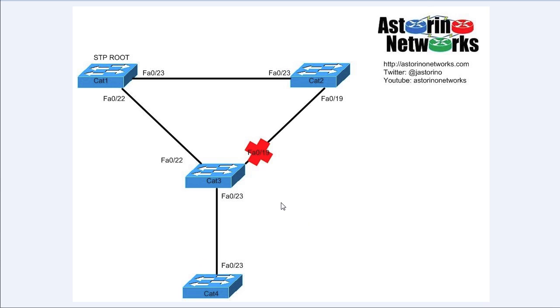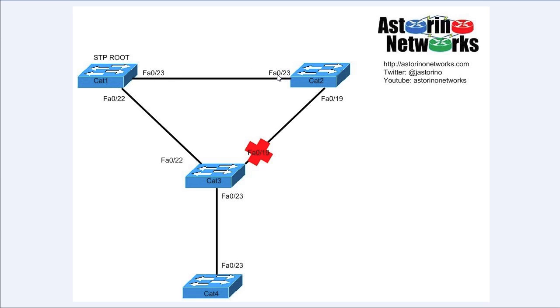Let's say someone plugs in Cat 4 under their desk, and by some random chance, Cat 4 has a lower bridge ID, so it gets elected the new spanning tree root bridge. If that were to happen, Cat 4 Fast 0.23 would become a designated port. Fast 0.23 on Cat 3 would become a root port. Fast 22 on Cat 1 and Fast 19 on Cat 2 would both become root ports. Both of these on Cat 3 would be designated ports. And one of these links between Cat 1 and Cat 2 would be a designated port. The other one would be blocking.